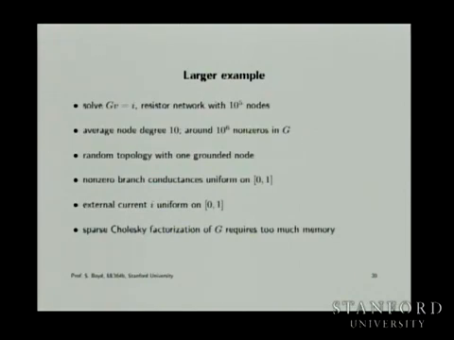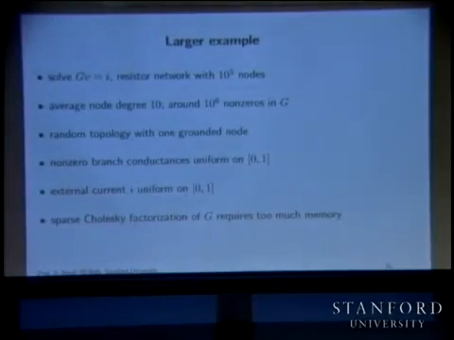Here's an example. It's just a resistor network with 100,000 nodes. It's a random graph, so each node is connected to an average of 10 other nodes. So, some big complicated resistor network. I get 1,000,000 non-zeros in the matrix G. I pick one node and make that the ground. Then I'm going to inject at each node a uniform current, chosen randomly uniform on 0, 1, and the resistor values will be uniform on 0, 1. Okay, so that's the problem.